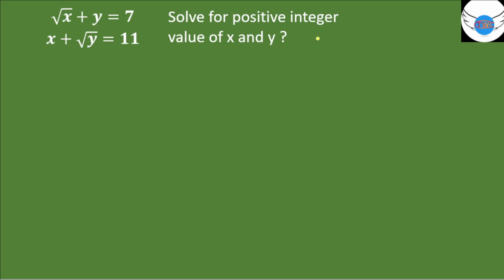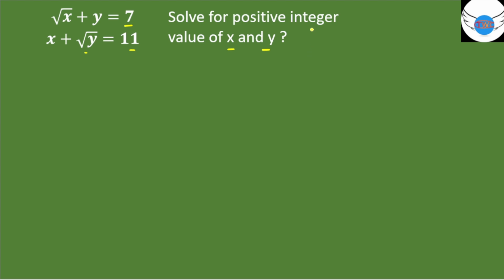It is a very interesting problem. Here it is: square root of x plus y is equal to 7, and the next equation is x plus square root of y is equal to 11. Now we have to solve it for the positive integer values of x and y. So, friends, here we have the term positive integer.